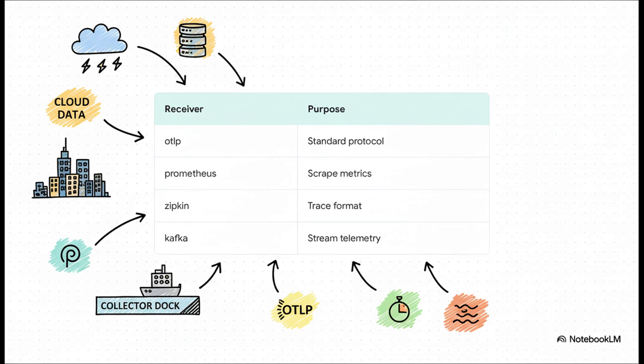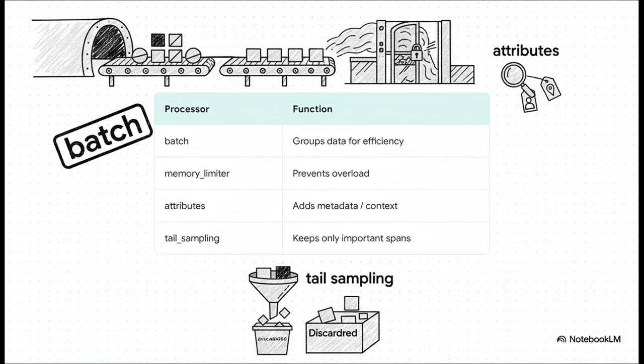First things first, data has to actually get into the collector. That's the whole job of receivers. Think of them like loading docks at our post office. You can set them up to accept data in all kinds of formats. The standard is OTLP, but you can also have receivers for things like Prometheus, Zipkin, or even pull in streaming data directly from Kafka.